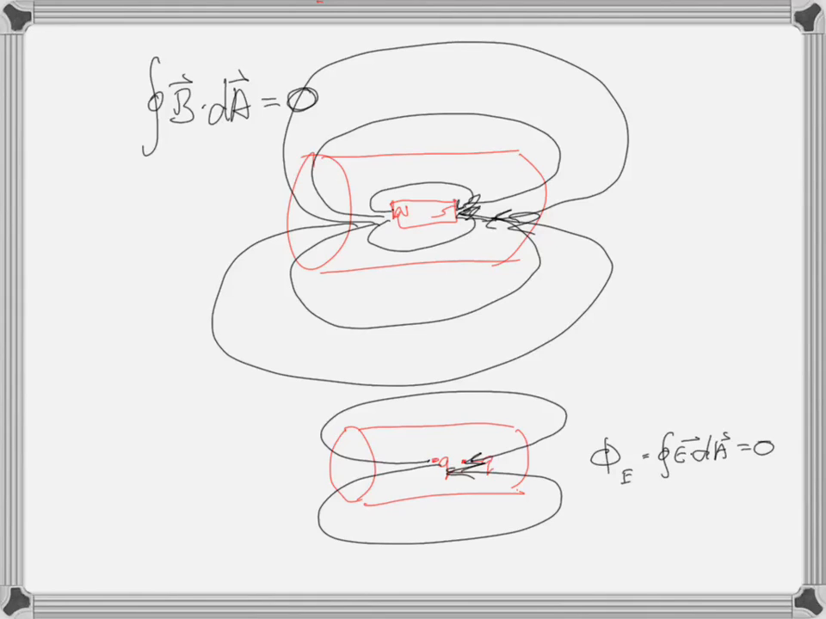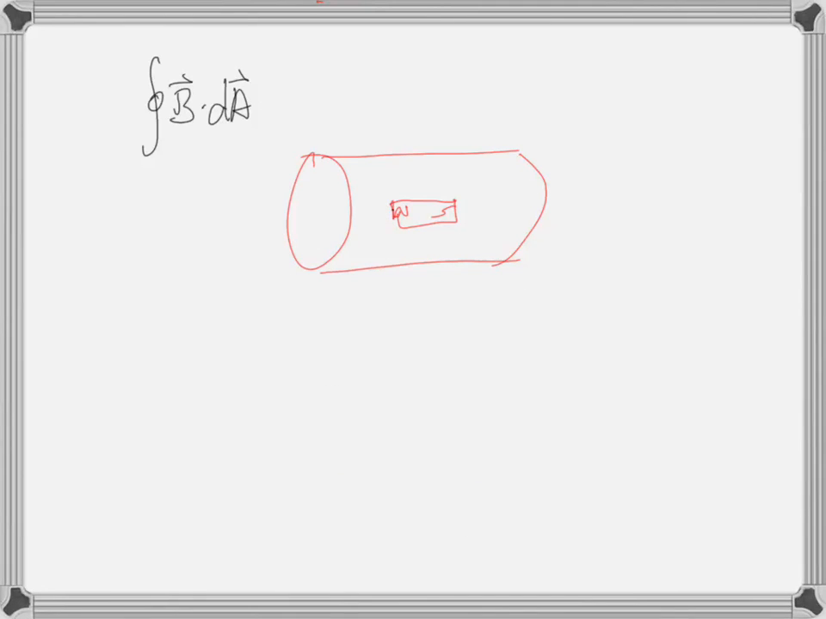But if I enclose a net charge not equal to zero, then Gauss's law says this equals the charge enclosed over epsilon zero. Okay, so now let's go back to the magnetic field. So how can I get a net magnetic flux? Well, the way we can get a net magnetic flux is to have a net magnetic charge inside the surface.